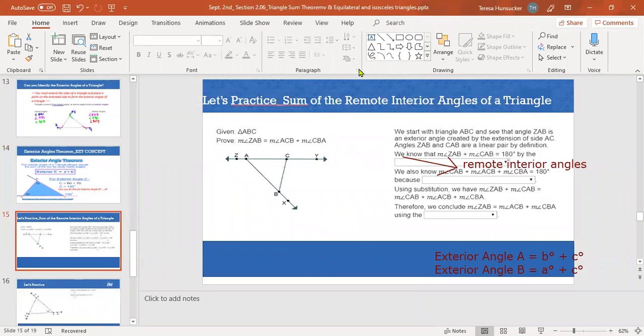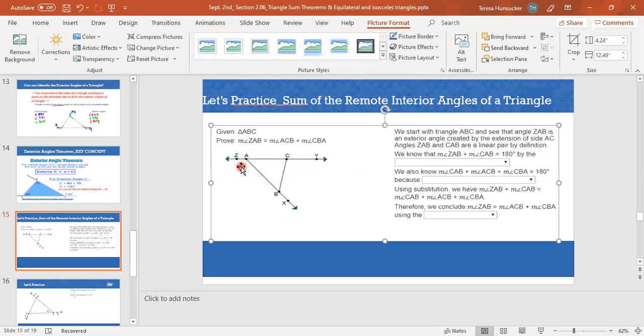All right. With that being said, spotlight. It says we have this triangle given, triangle ABC, it's this one in here. Prove that the measure of angle ZAB, that's exterior angle A, is equal to the sum of ACB, that's this interior angle, and CBA, the two remote interior angles, the angles far away from exterior angle A. That would be C and B. That's what we're proving. So we're doing a proof of the exterior angle theorem.